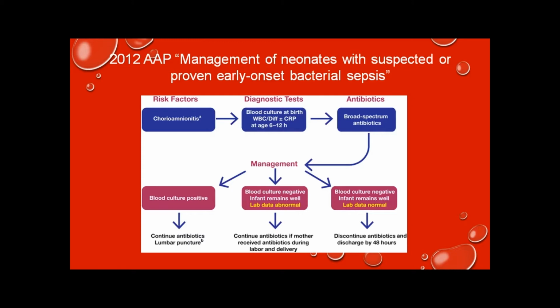And so in 2012, the AAP came out with the management of neonates with suspected or proven early onset bacterial sepsis. The problem with this, the most glaring part, is they want you to continue antibiotics even if the culture is negative due to abnormal lab values like CBC and CRP. In a retrospective study, it was over 1,000 newborns greater than 37 weeks. They used these guidelines, and there was an increased utilization of diagnostic labs and increase in empiric antibiotic use with minimal yield because there was such a low incidence of sepsis.